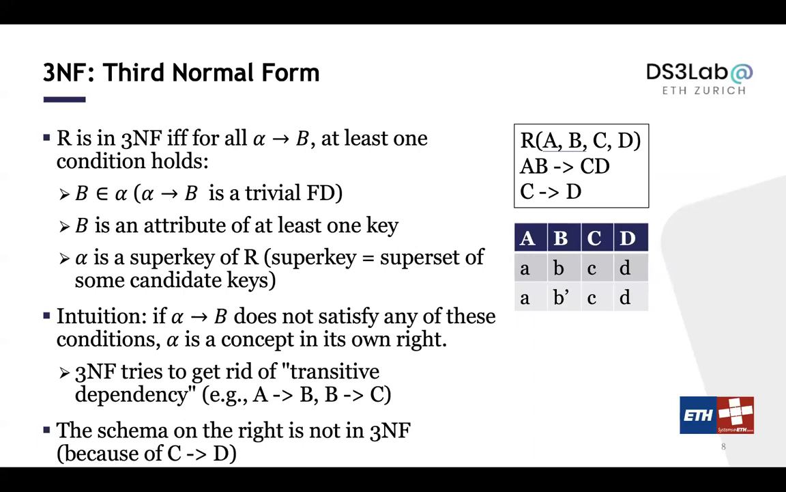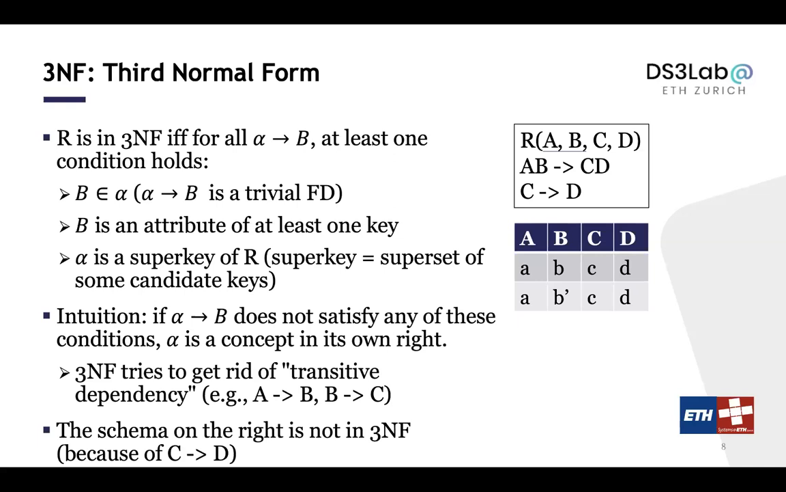Either this functional dependency is trivial in the sense that the left-hand side is a superset of the right-hand side, and that's a functional dependency that's always going to hold, right? Or B is an attribute of at least a key, okay? Or the third condition is the left-hand side, alpha, is a super key of R, okay? So here, super key means a superset of some candidate key.